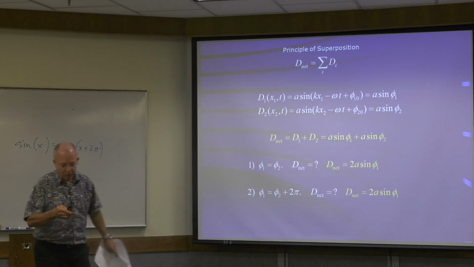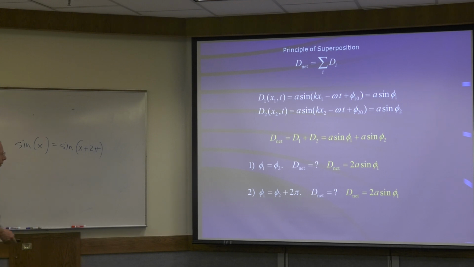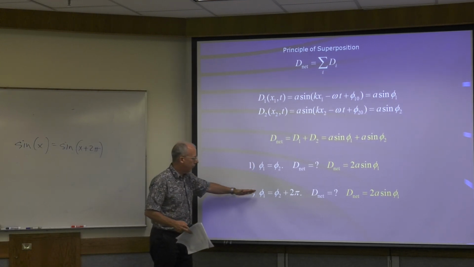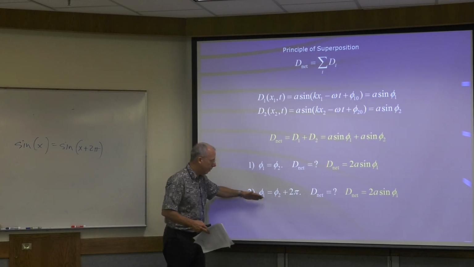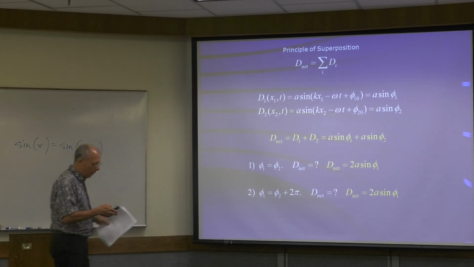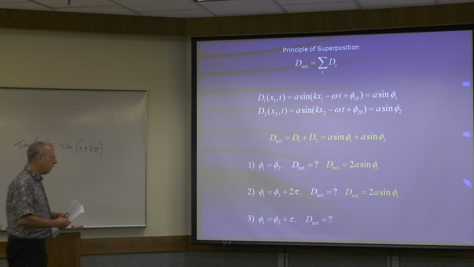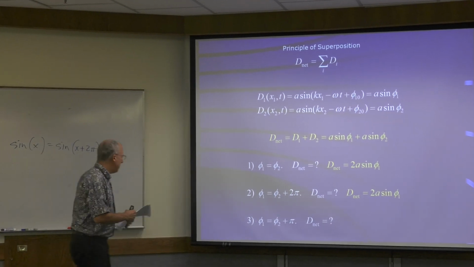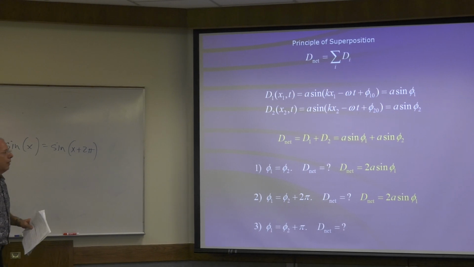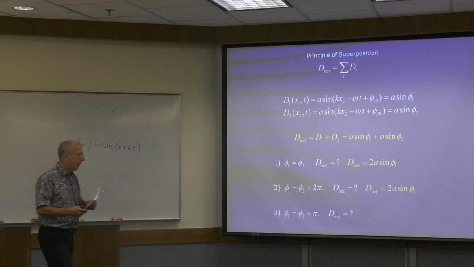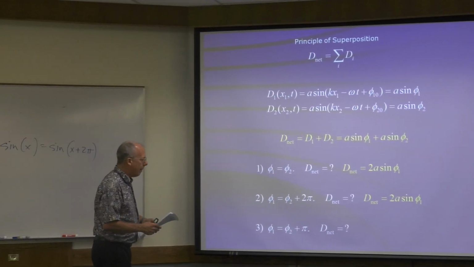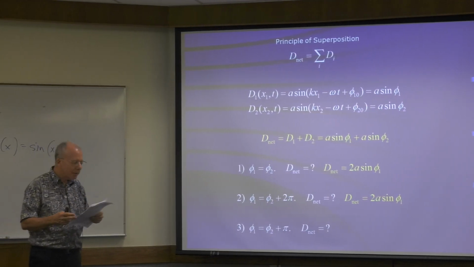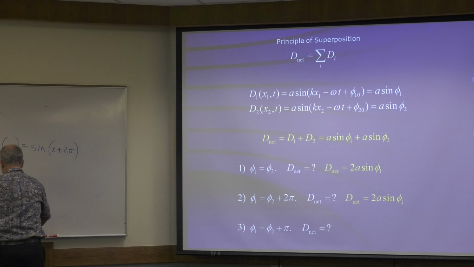Now you know what's coming, I'm sure. We had them differing by 2 pi, 4 pi, 6 pi, 8 pi. So what do you say we do one in between? Now the phases differ by pi. Just use your knowledge of trigonometry. If the phases differ by pi, what are you going to get? 0, right? 0.